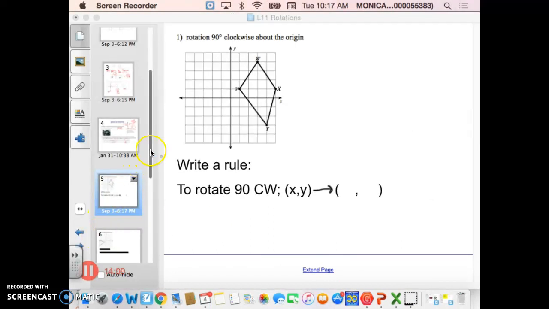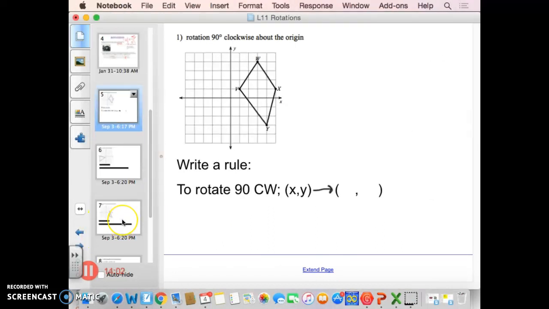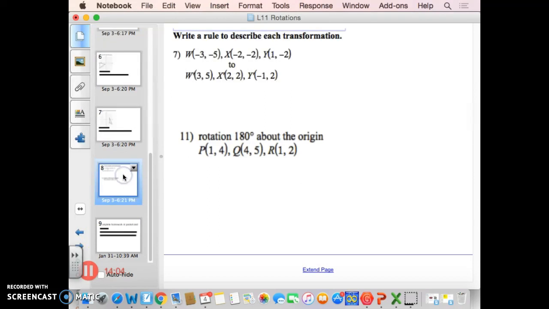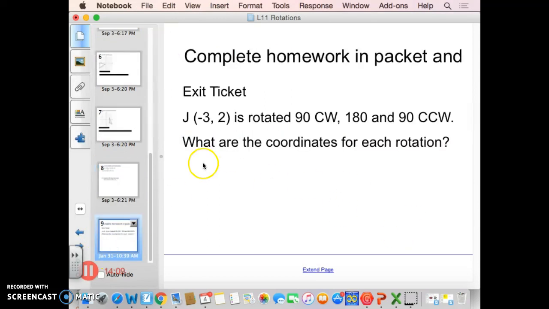Okay, when you are done with your practice problems, your exit ticket is right here. You want to complete the homework and then complete this exit ticket. You can go ahead and do this on a piece of scrap paper or a sticky note. Okay, so pause the video at any time. You may rewatch this video as many times as needed to get the necessary information.